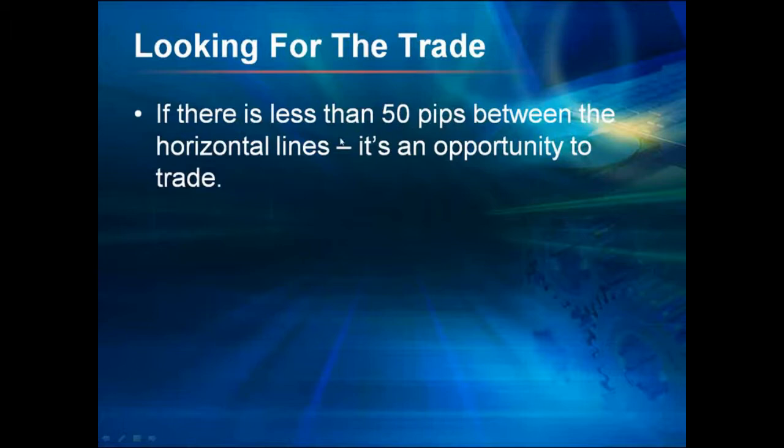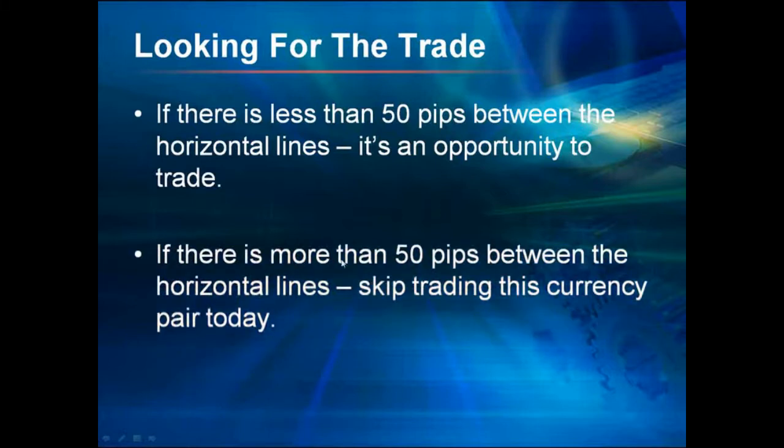So all you would do is subtract the high price point from the low price point. And if there is less than 50 pips between the 2 horizontal lines, it's an opportunity to trade. If there is more than 50 pips between the 2 horizontal lines, skip trading that particular currency pair this day.